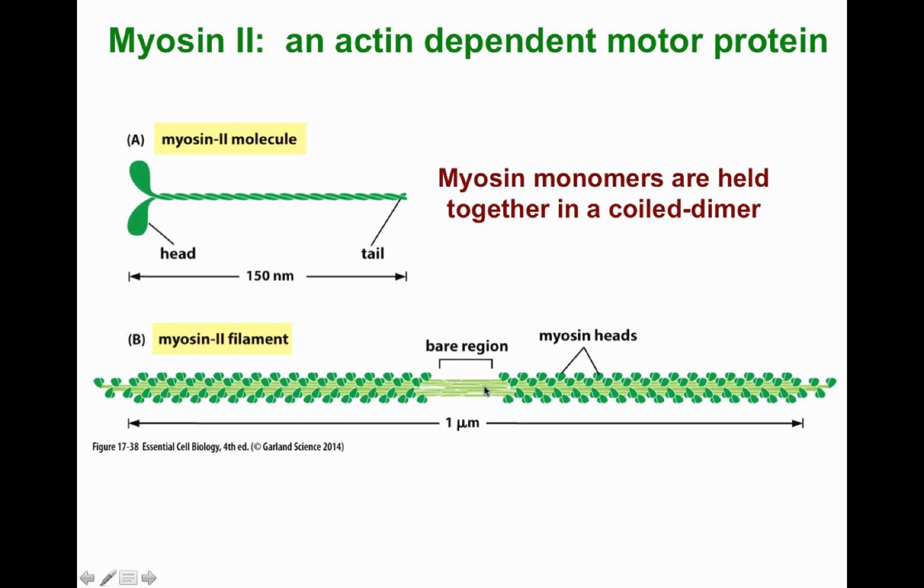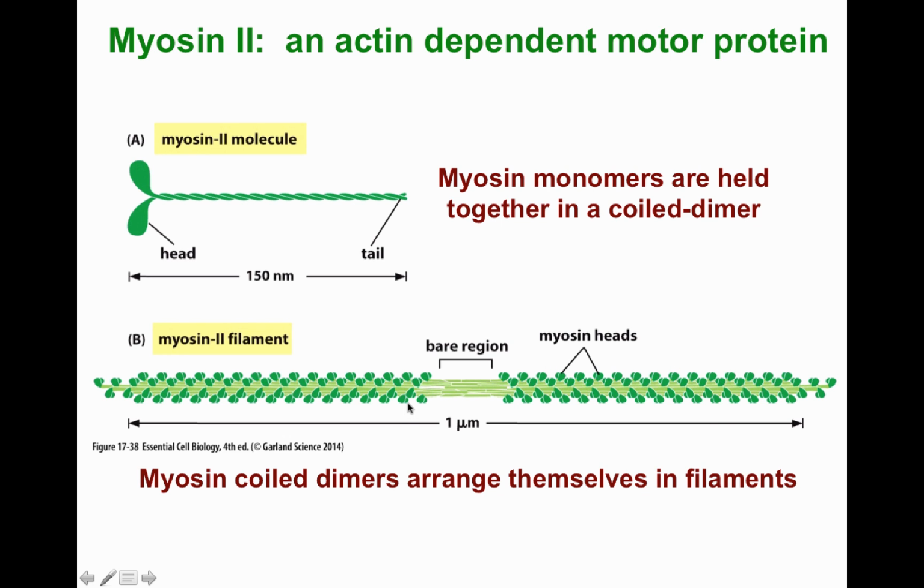So the bare region here in the middle is just the coiled-coil dimer part of the myosin, and then, just like a Brussels sprout plant, the motor heads are arranged together in a structure where thousands of myosin heads are distributed to the left or to the right. Now, these myosin coiled-coil dimers arrange themselves in filaments, and these are the filaments that are going to be used for muscle movement.